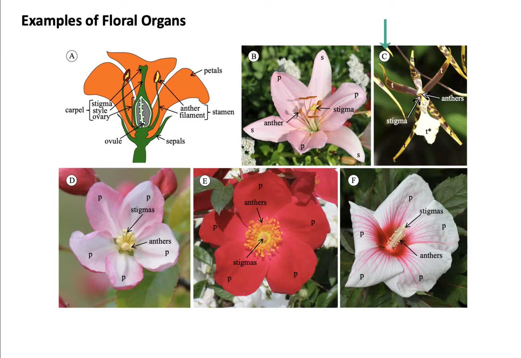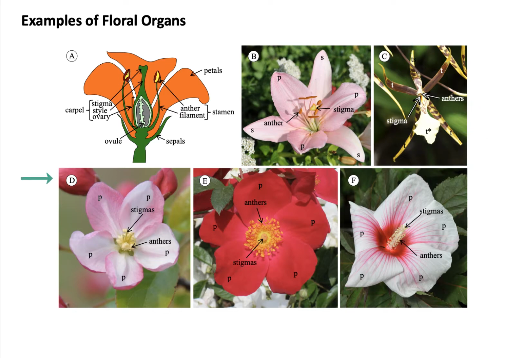If you go to C, this is an orchid flower, and they have not sepals or petals, but they're a more primitive flower, and they have what are called tepals. Those are a progenitor of what would become sepals and petals, but they're a more primitive form of those organs.